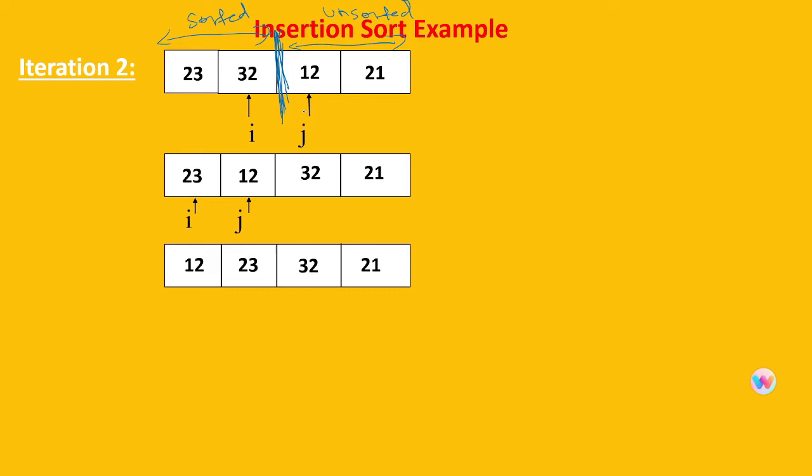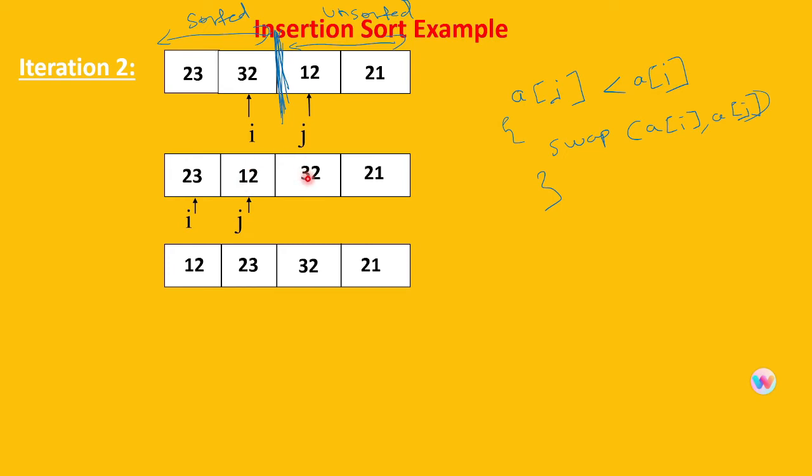Now compare the j element, that is a of j, with a of i. If a of j is less than a of i, then swap a of i with a of j. Now a of j is 12 and a of i is 32. So 12 is less than 32, so we can swap. 12 will come to 32's place and 32 will go to 12's place.